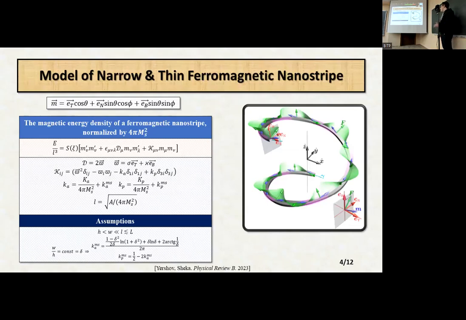Let us consider a thin narrow ferromagnetic nanostripe that is located in one plane, whose thickness and width are sufficiently small to ensure the uniformity of magnetization over the entire cross-section, and whose length significantly exceeds its transverse dimensions.